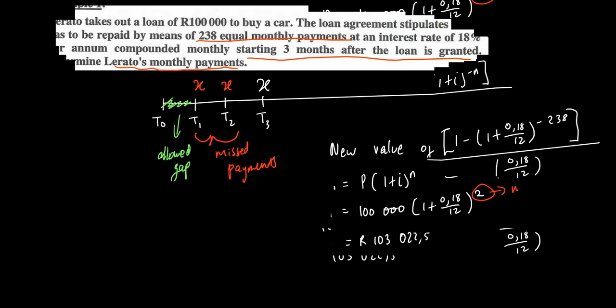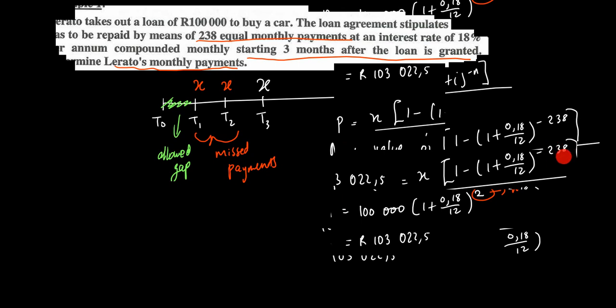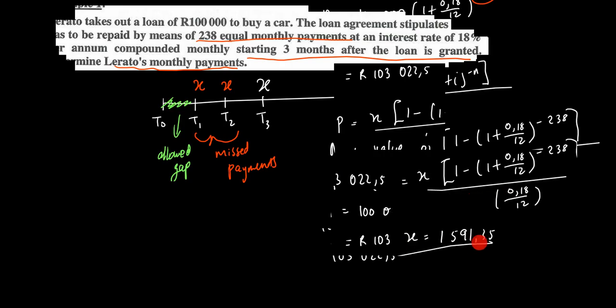After you have the new value of the loan, you can then use that new value here to calculate the monthly installments. Remember, even though Lerato started 3 months after, she still had to cover the loan in 238 months. So because she still has to cover it in 238 months, these are her monthly installments.